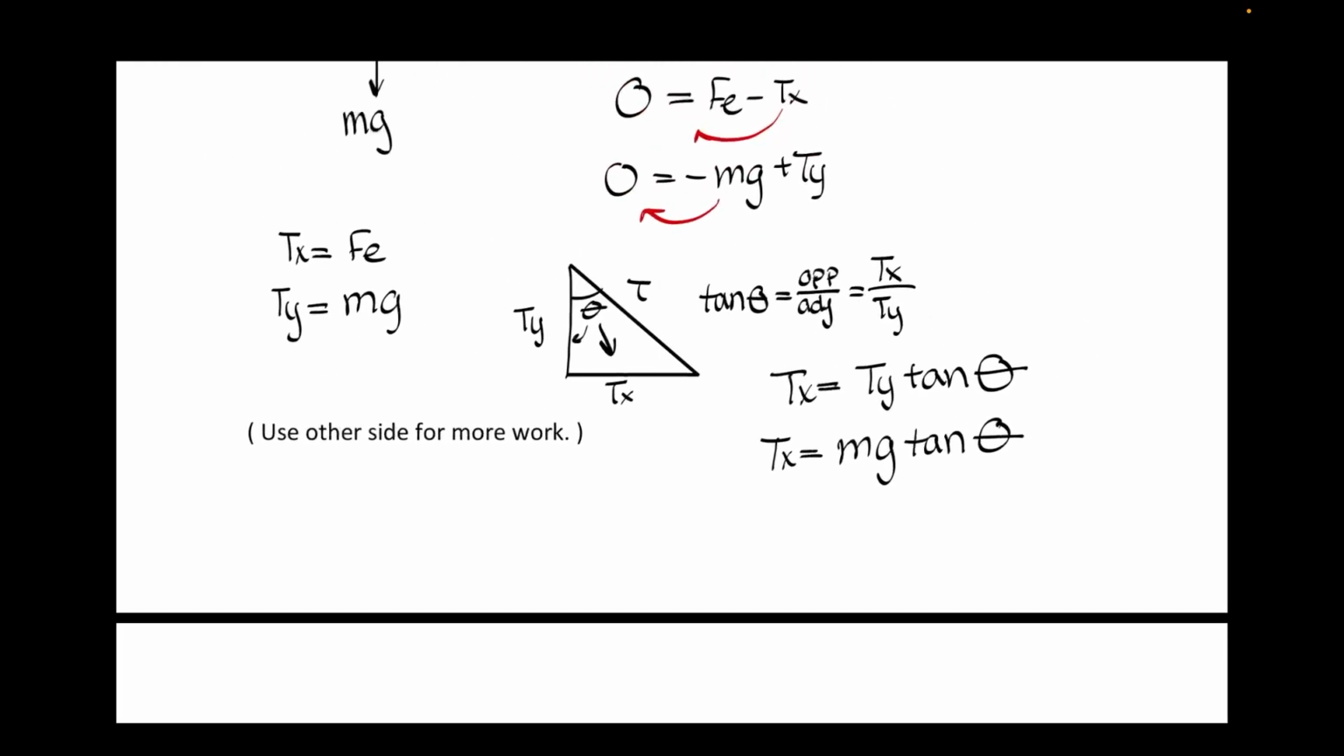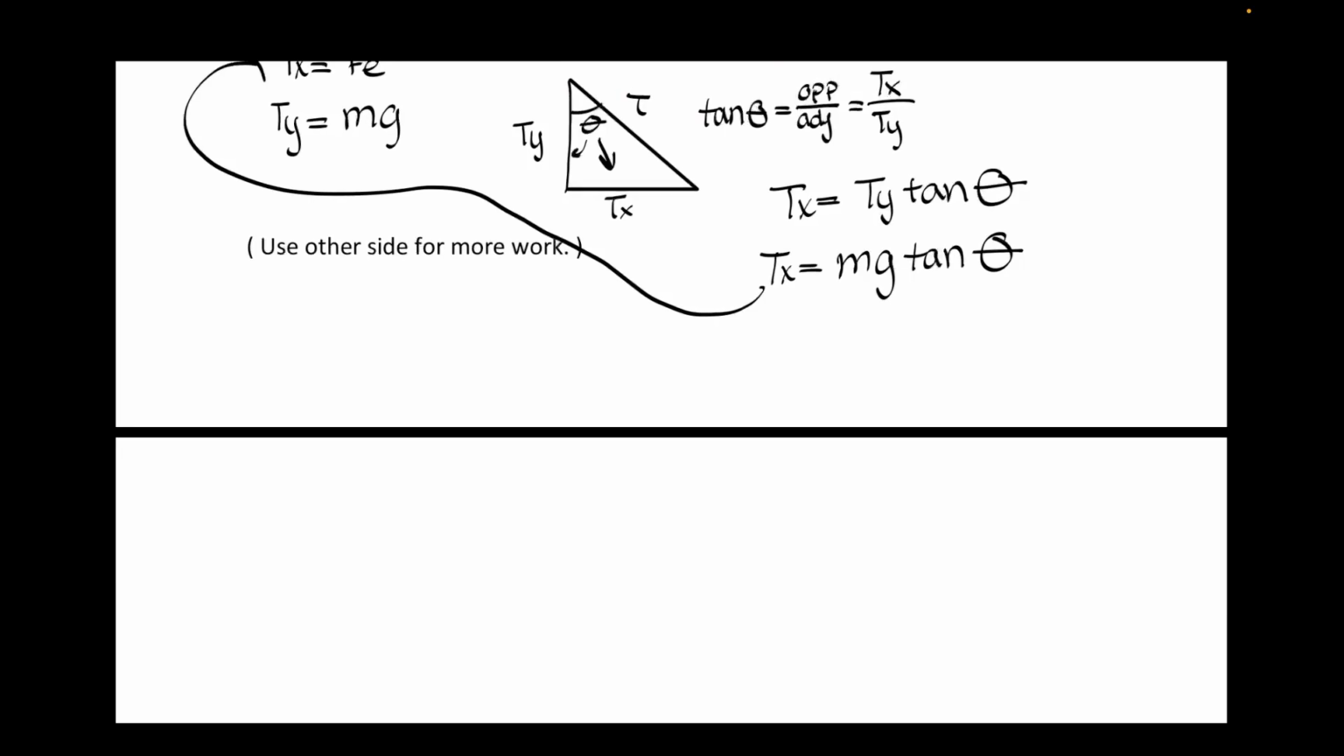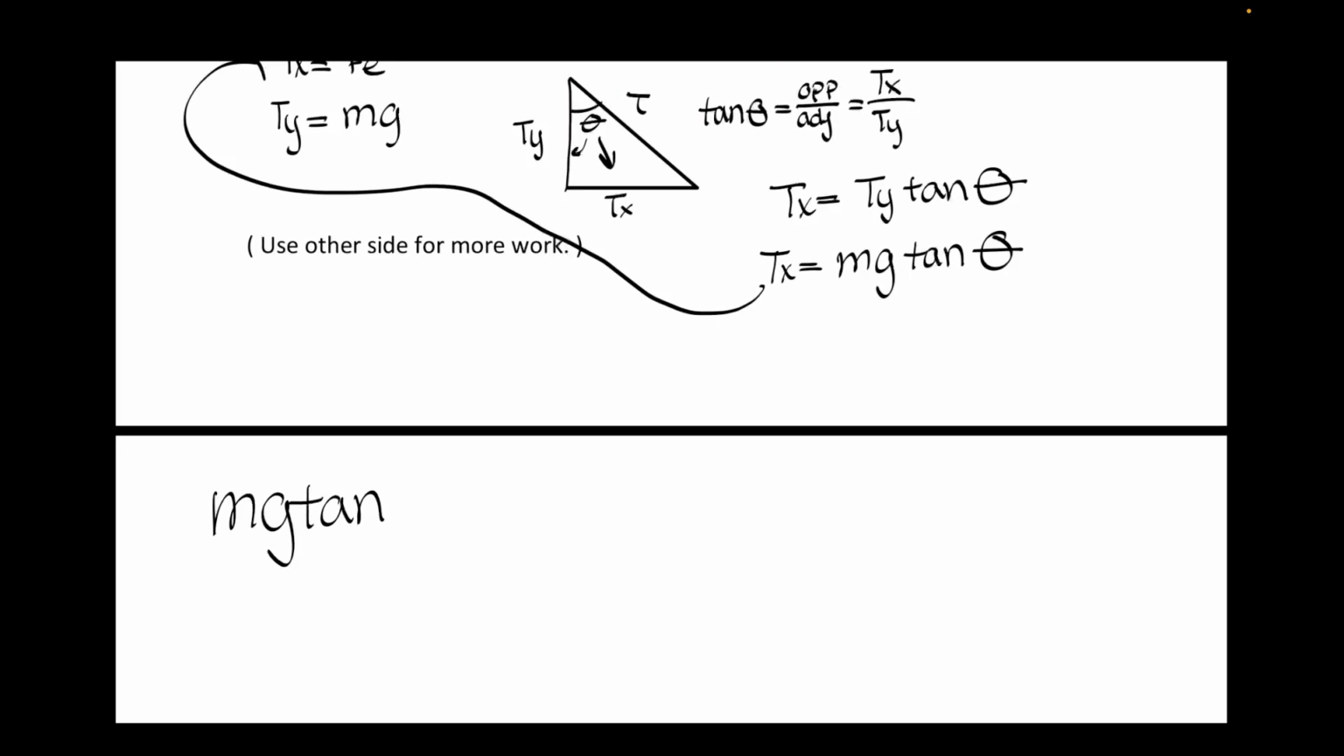So let's clean up a little bit. I'm going to zoom out so you see what's going on. I'm sorry. So we're going to plug this into here, and I'll work down here. So we get mg tangent of theta equals Fe.